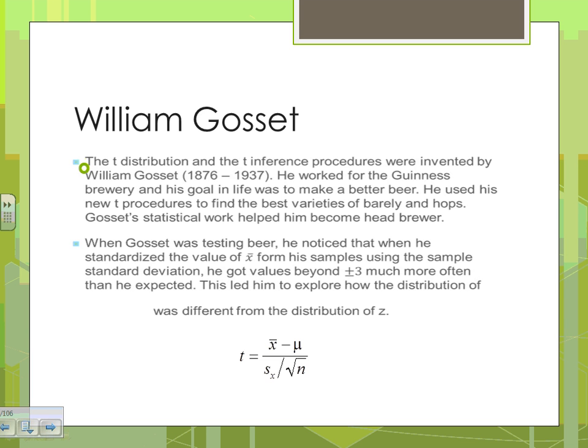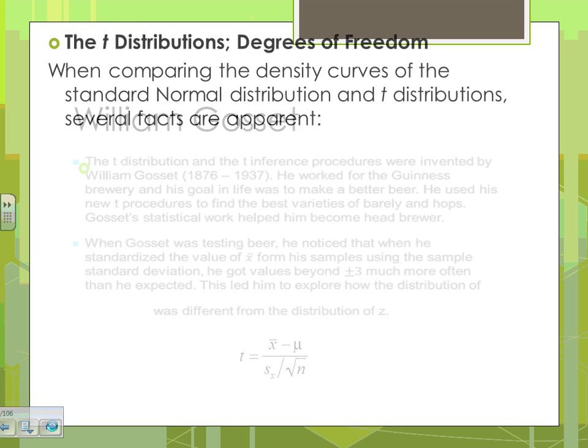All right, William Gossett. He actually discovered, I should say, the t-distribution, and this is very interesting. The t-distribution and the t-inference procedures were invented by William Gossett. He worked for the Guinness Brewery, and his goal in life was to make a better beer. He used his new t procedures to find the best varieties of barley and hops. Gossett's statistical work helped him become a head brewer. When Gossett was testing beer, he noticed that when he standardized the value of X bar for his samples using the sample standard deviation, he got values way beyond plus or minus 3 standard deviations. So this happened a lot more than expected. This led him to explore the distribution and how it was different than the distribution of Z, and it helped him discover the t distribution. Crazy, right? Math is everywhere.